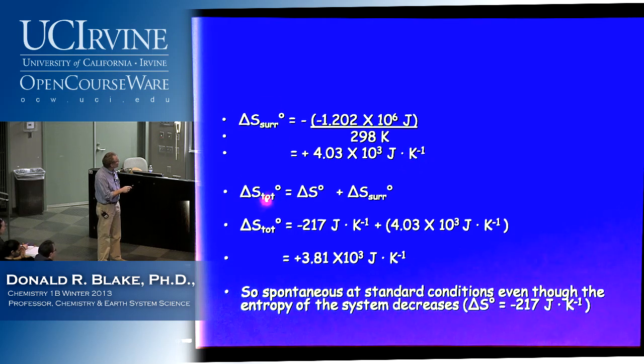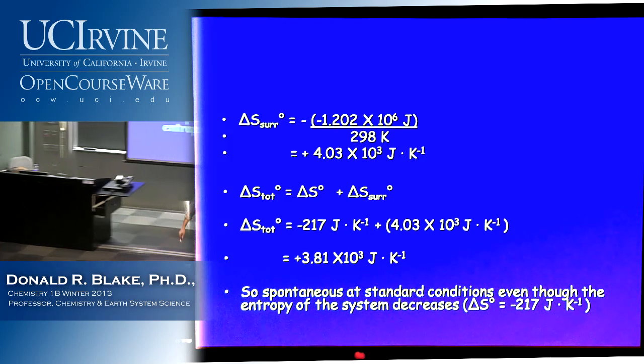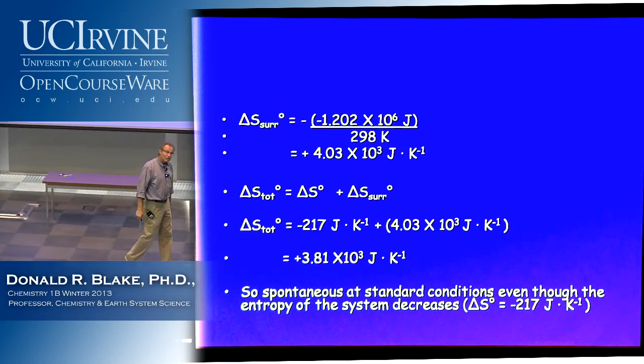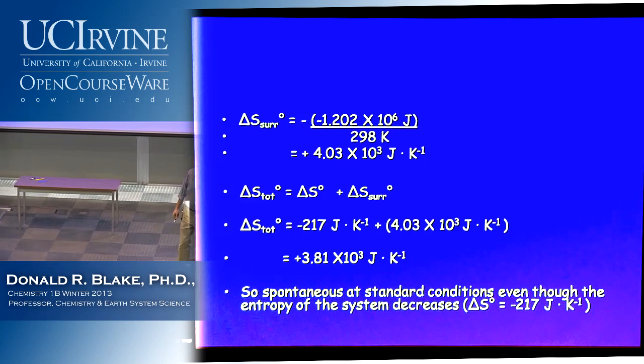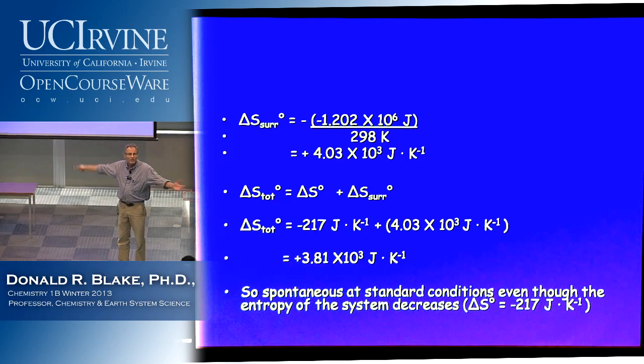So the question then is, what is the delta S total? Well, we got that value from this. This value I gave you right there. So you just add them up, and you get this value right there. So the delta S total is equal to that. What does that tell you about whether it's spontaneous or not? Absolutely. Don't forget, if the delta S total is a positive number, then it's spontaneous. That's the definition.